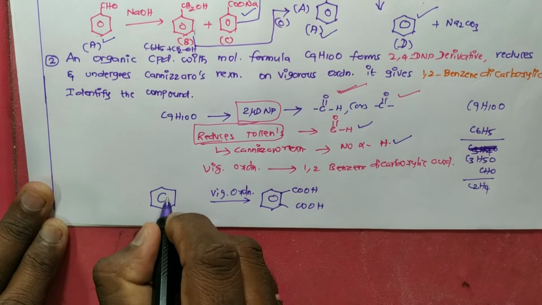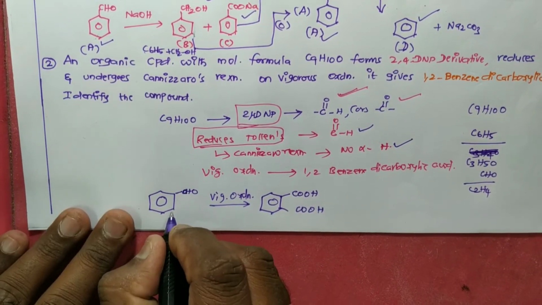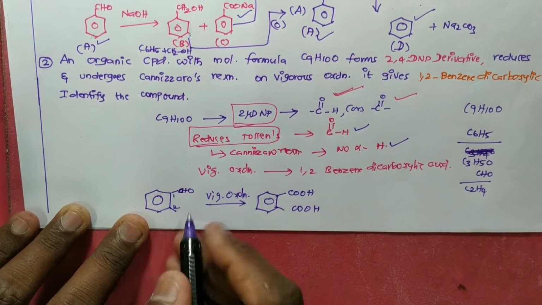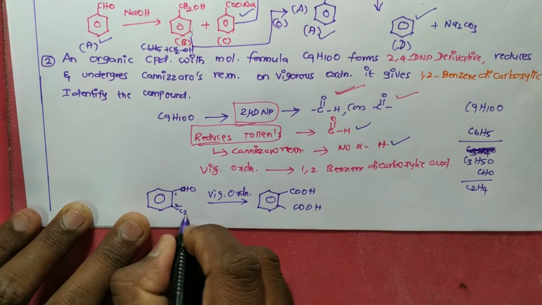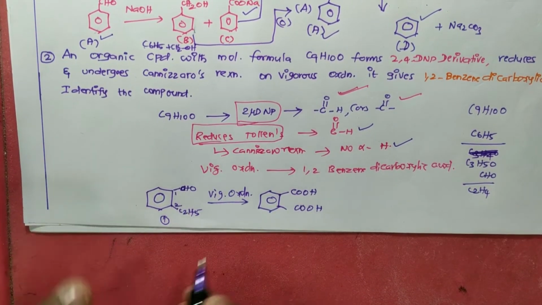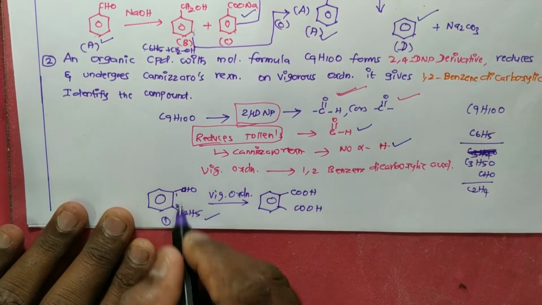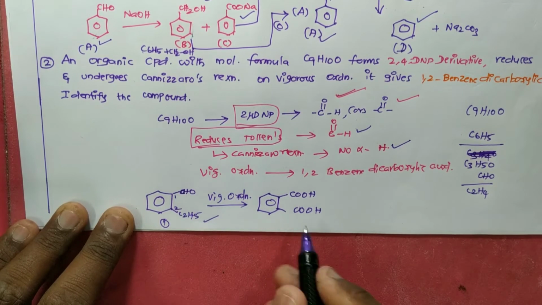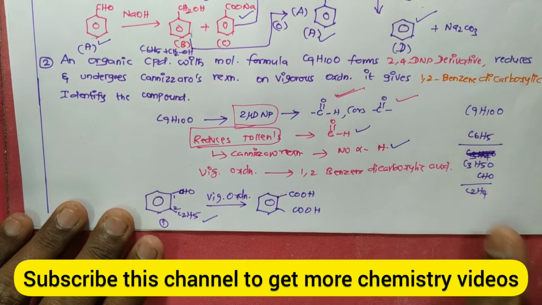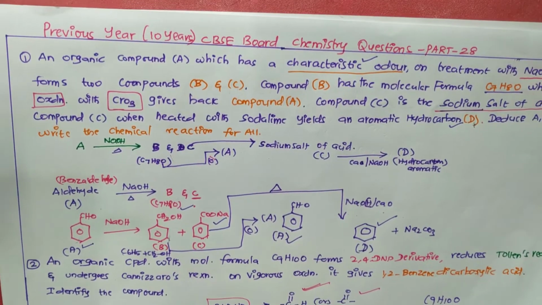It may be a benzaldehyde, which has the functional group CHO, and the oxidation product is 1,2, so that is the position given. In the second position, C2H5 is there. My compound is like this. So the name of the compound is 2-ethyl benzaldehyde. On vigorous oxidation, it gives 1,2-benzene dicarboxylic acid. Are you able to understand, students? This is very important.